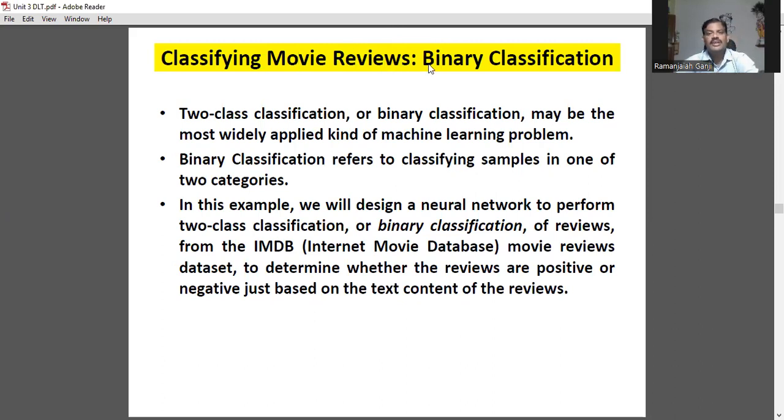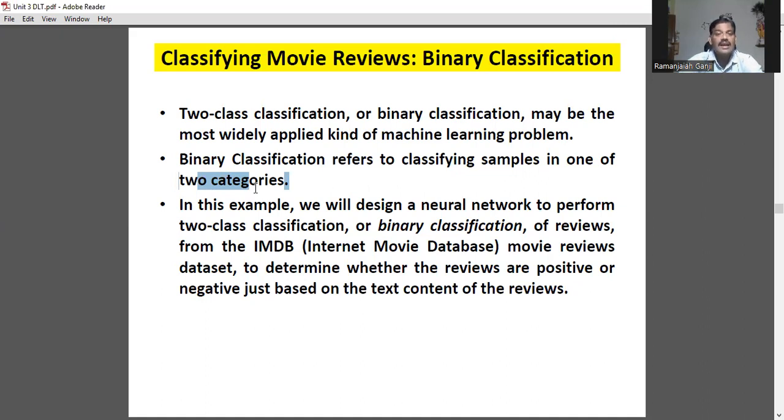Here we have two topics. One is binary classification. The second one is multi-class classification. Binary classification is also called two-class classification because it produces only two categories of components. Two-class classification, or binary classification, may be the most widely applied kind of machine learning problem. It refers to classifying the samples into one of two categories. Binary means two.